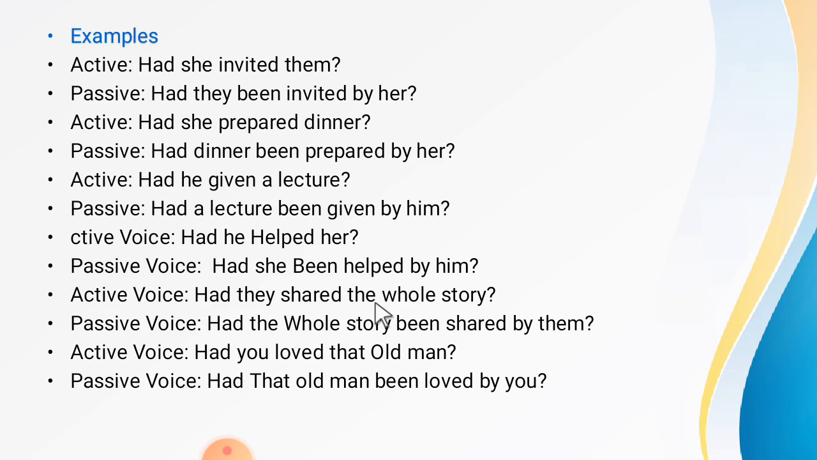You can see all of these examples. We have just changed the object into subject and subject into object, which is the basic rule of changing active voice into passive voice. So you have to practice all these examples and use the correct helping verb to identify different tenses. Our lecture ends at this point.